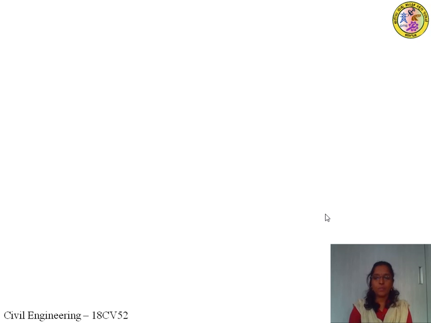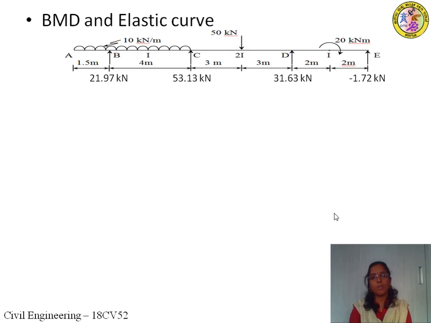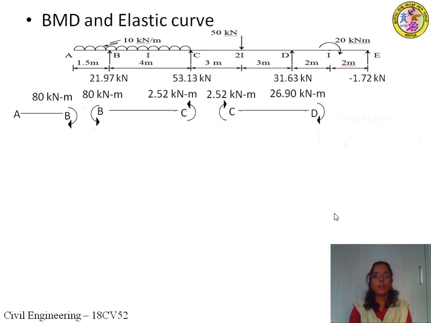So last, we have to draw BMD and elastic curve. So consider the given beam and then write the support moments as shown here. Okay, so AB, B, because of this overhanging portion, clockwise 80, and BC minus 80 anti-clockwise, and then CB anti-clockwise 2.52, and CD clockwise 2.52, and DC clockwise 26.9, and DE anti-clockwise 26.9.